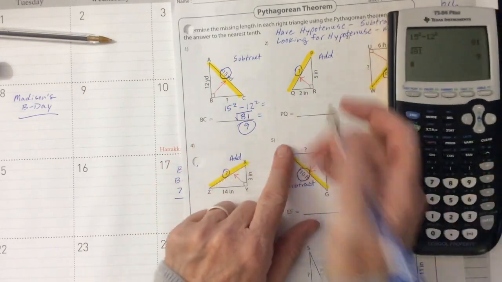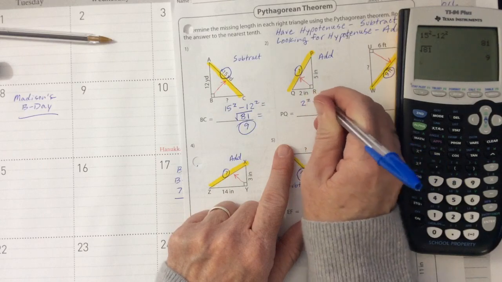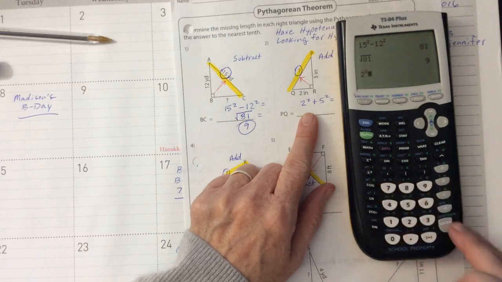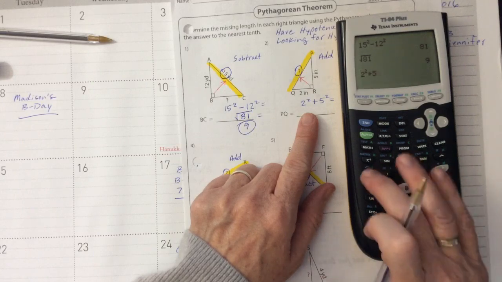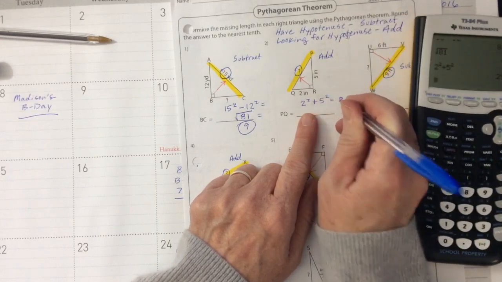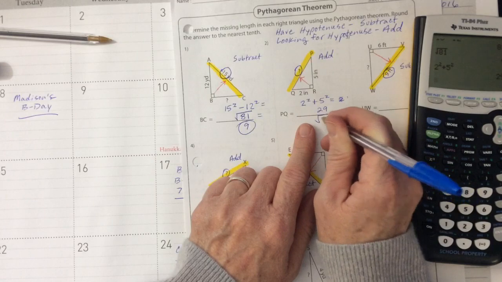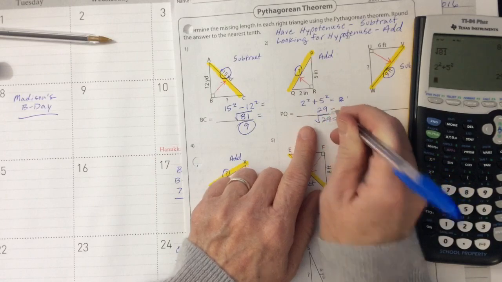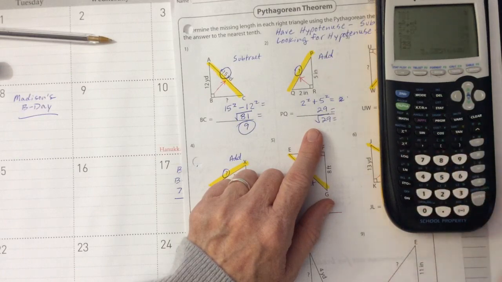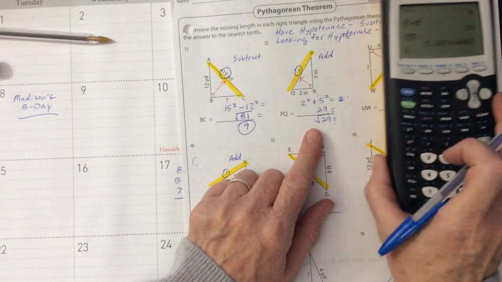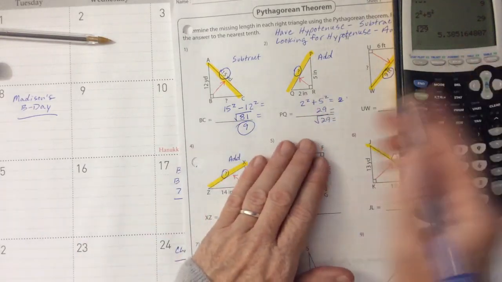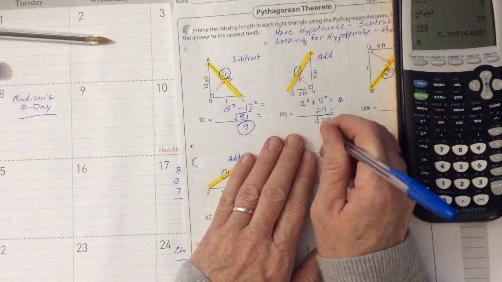Over here we're going to add. So 2 squared plus 5 squared gives us 29. And the square root of 29 equals 5.38. Or you can round up to 5.4. Whatever you want to put, doesn't matter.